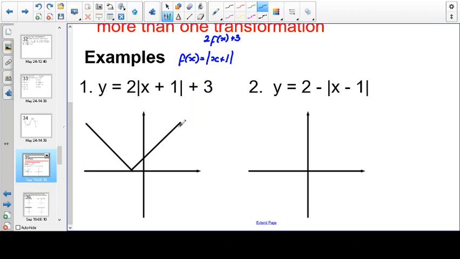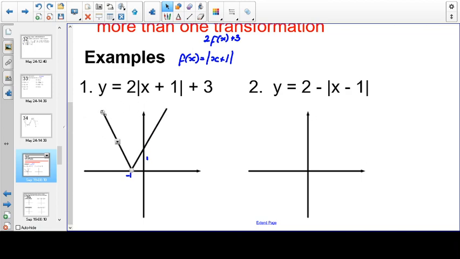Now let's just think about what we've got so far. We've got modulus x plus 1, so that there is 1, and this is minus 1. If we stretch that with a scale factor of 2, it's affecting the y coordinates, so where y is 0 here is going to be unaffected, and actually these are just going to end up steeper. So that might end up looking a bit like that, where that is 2.